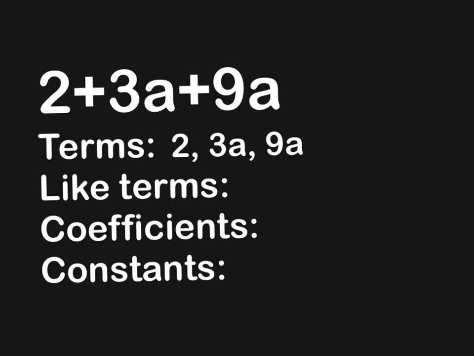We have the like terms, of course, would be 3a and 9a, because 3a and 9a like each other, so they are the only like terms. The coefficients are the 3 and the 9, because you're actually doing 3 times a and 9 times a. But 2 does not have an a on it, so it is just a normal number. You see, JJ? But it still has a coefficient. No, it's not, because it's not multiplying anything together.